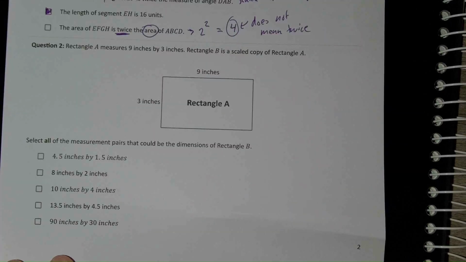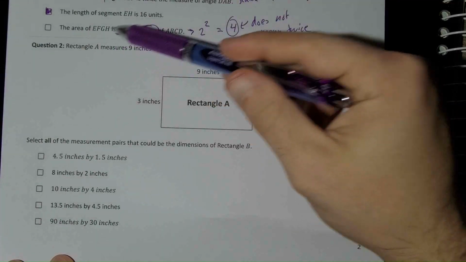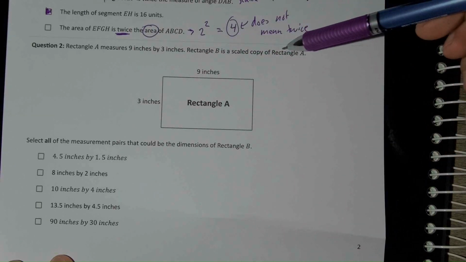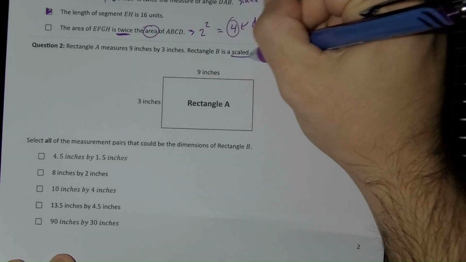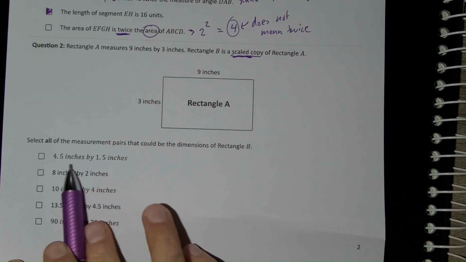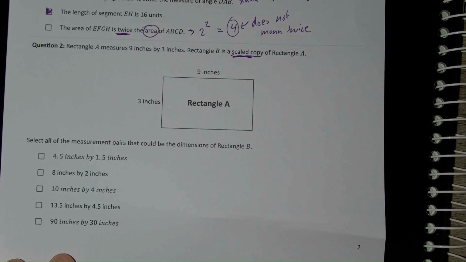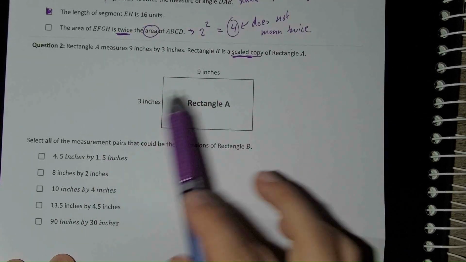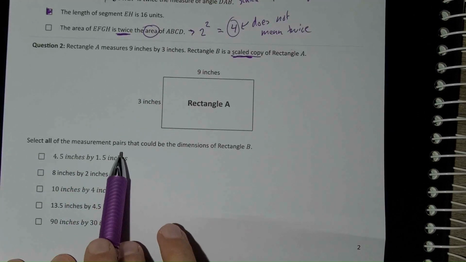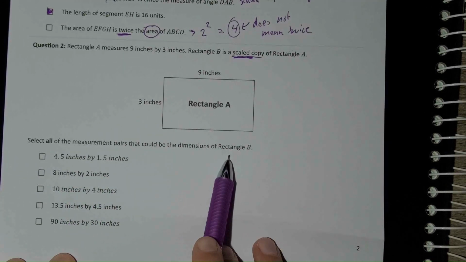Let's go to our next one. All right, let's go to our next question. Rectangle A measures 9 inches by 3 inches. Rectangle B is a scaled copy of rectangle A. So again, we have this concept of a scaled copy. That means each of these measurements needs to have the same scale factor, and a scale factor is just a ratio between corresponding sides. Select all the measurement pairs that could be the dimensions of rectangle B.